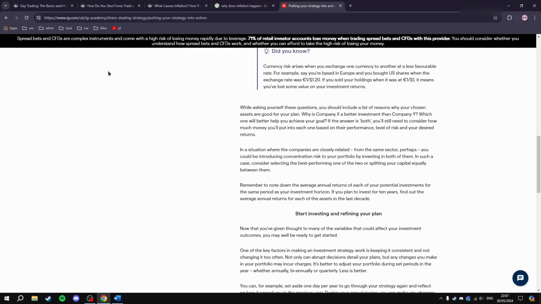Did you know currency risk arises when you exchange one currency to another at a less favorable rate? For example, say you're based in Europe and you bought US shares when the exchange rate was €1 for $1.2. If you sold your holdings when it was €1 for $1, it means you've lost some value on your investment returns.